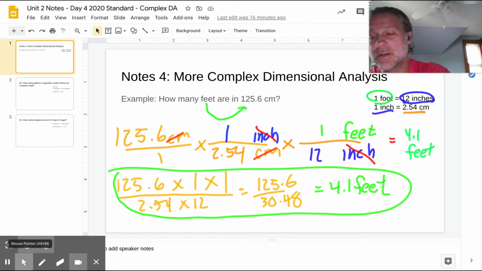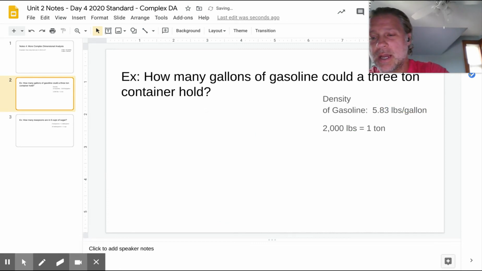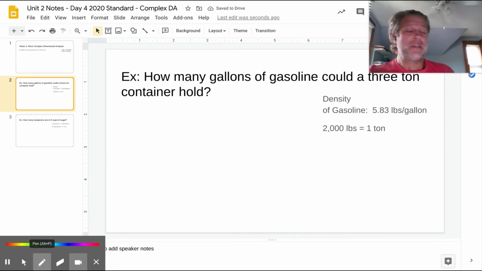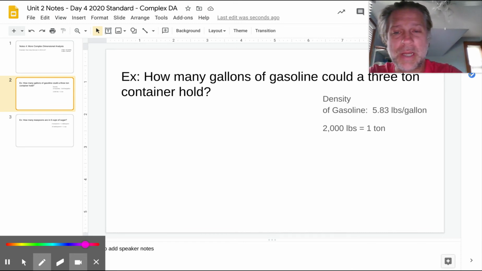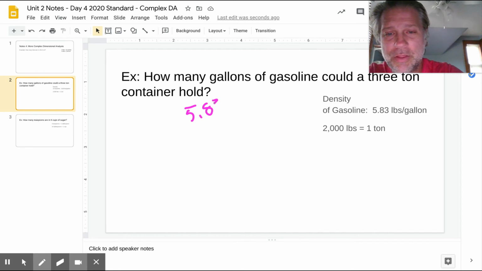All right, so we're going to move on to the next question, which is how many gallons of gasoline could fit in a 3-ton container. So I went through the trouble of looking up the density of gasoline and the relationship between pounds and tons, because I'm going to need those things. But before we get too deep into this, I want to talk about the relationship of density. So what I'm telling you here is that the density of gasoline is 5.83 pounds per gallon. So 5.83 pounds per 1 gallon.